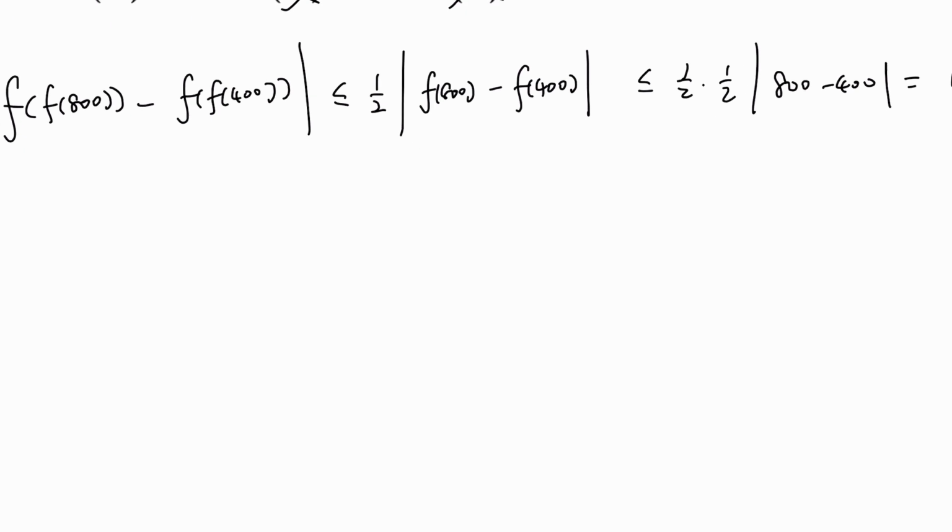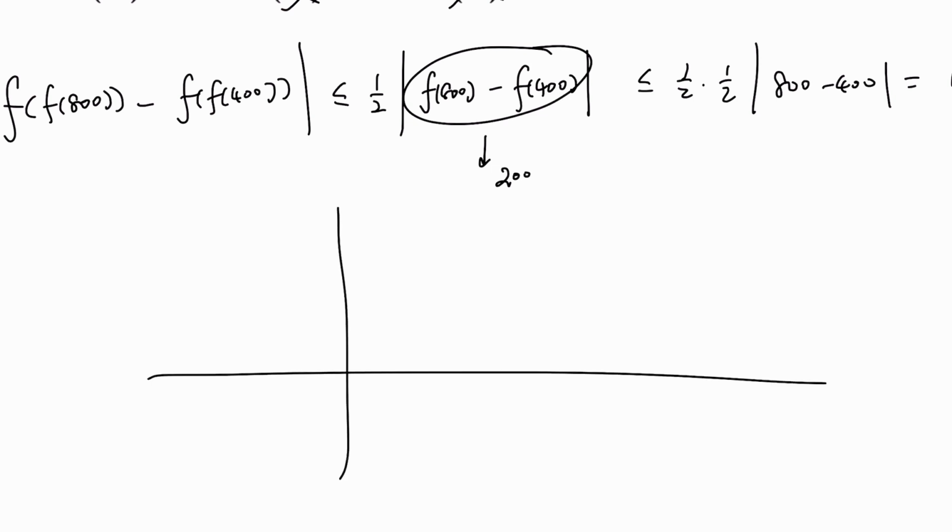What we want is the value of f of 800 minus f of 400. We want to maximize that, and see if it is achievable to be 200. Okay, we can draw a graph here. At 300 and 900, let's say this is f of 300, and f of 300 is equal to f of 900. And we know that the absolute value of the slope is less than or equal to 1/2.